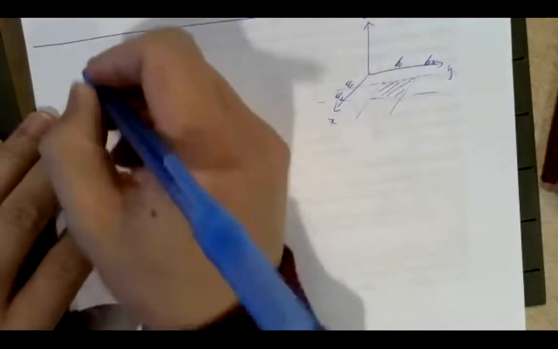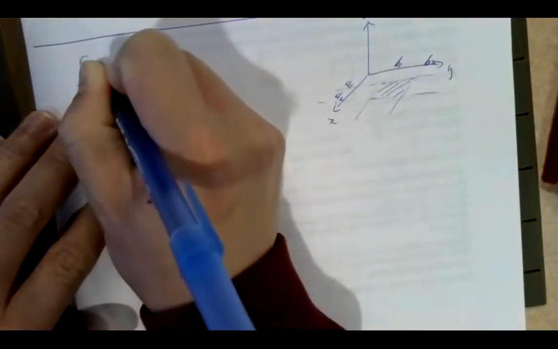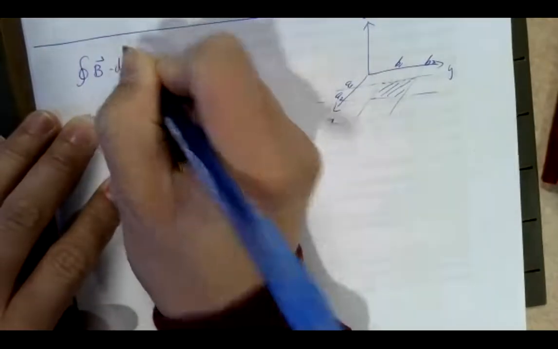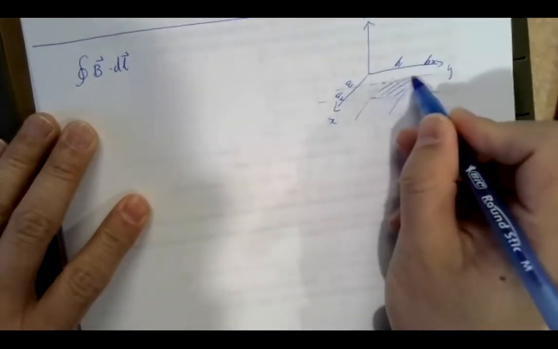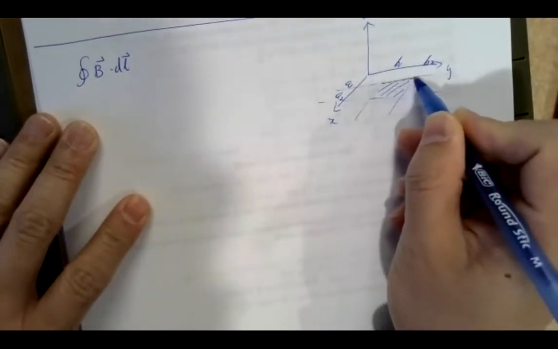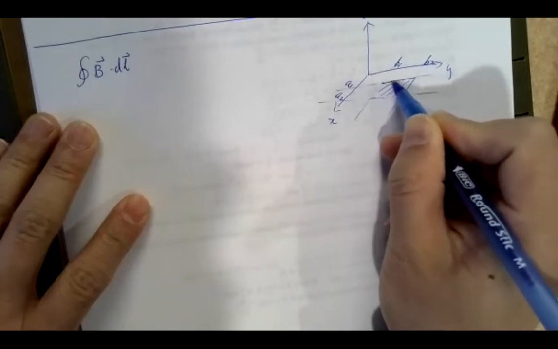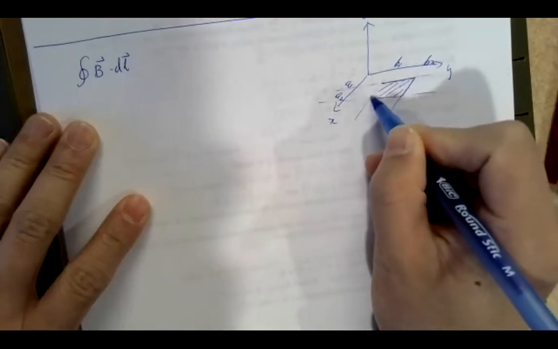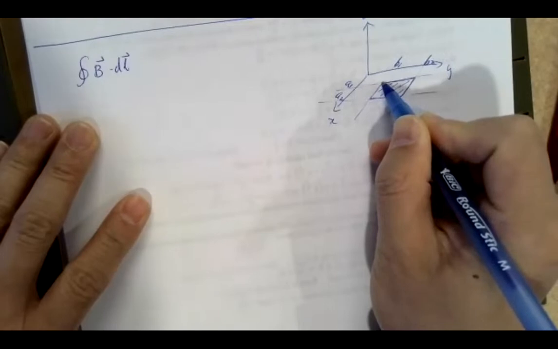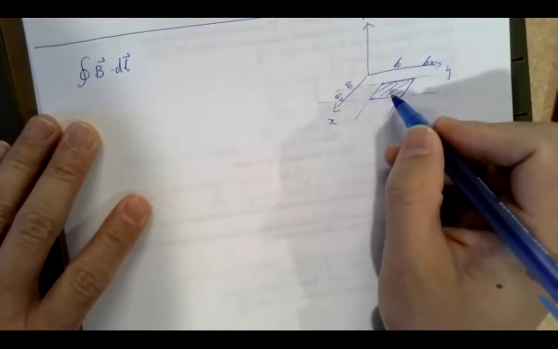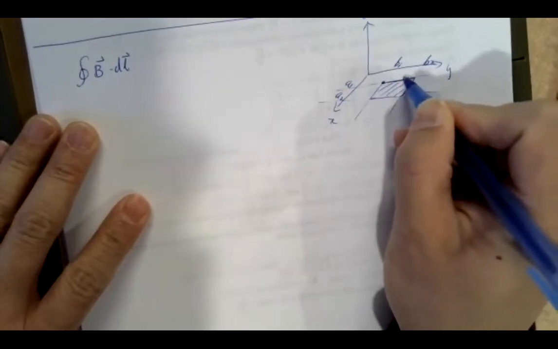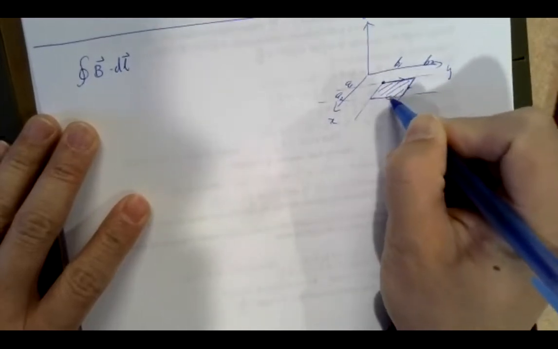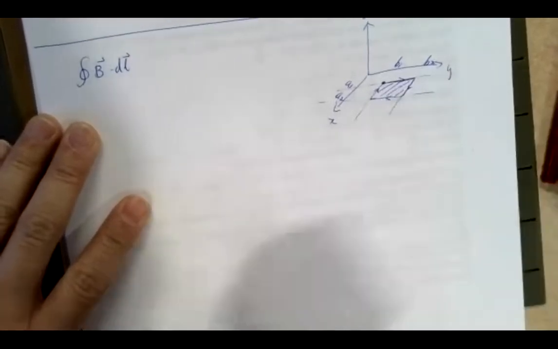So it wants us to use Ampere's law, which means we want to use the integration of the B field. We will use this rectangle as our enclosed path, going from one side to the second side, third side, and fourth side. I'm going to start with this point over here and go back to that point.